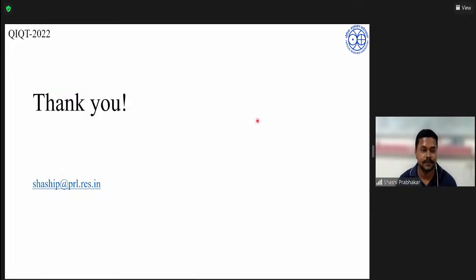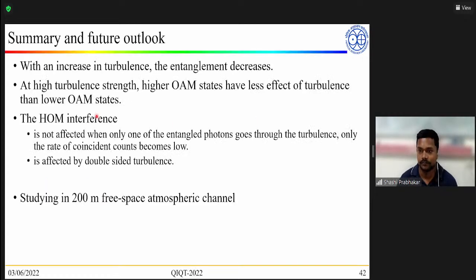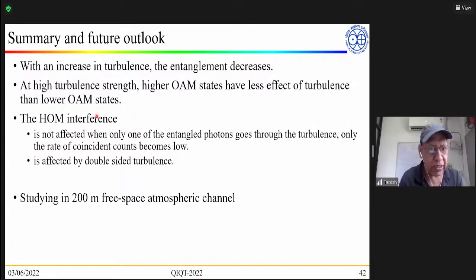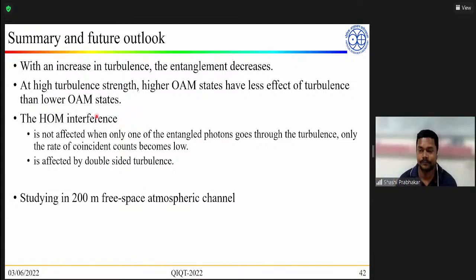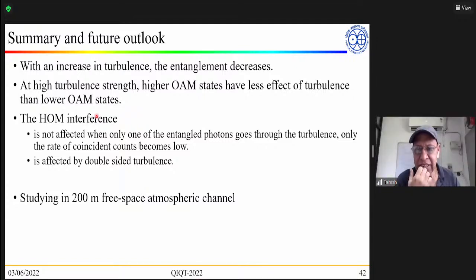Hello, I have a question. Can you go back to your conclusion? Yes. See, your conclusion is that in this Hong-Ou-Mandel interference, it is not affected when one of the two entangled photons goes through turbulence. Yes. In two-photon interference, generally it is known that even if they are incoherent, the two-photon interference doesn't get affected. So this probably is not surprising, no?